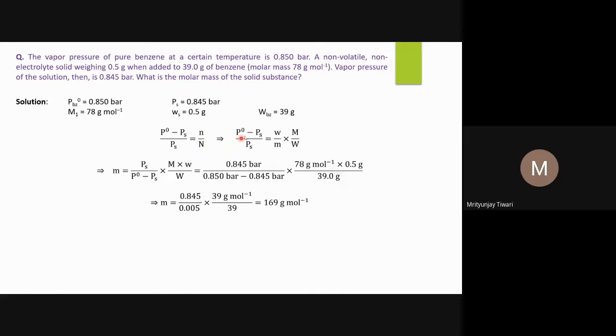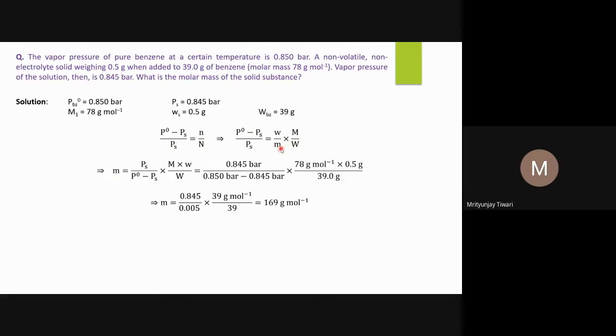And this we can write as (P naught minus Ps) divided by Ps, and this is smaller n, the smaller w divided by the smaller m, the mass of the solute in gram divided by molar mass of the solute, into capital N, which is capital W divided by capital M. So capital W is the mass of solvent in gram, and capital M is the molar mass of the solvent.